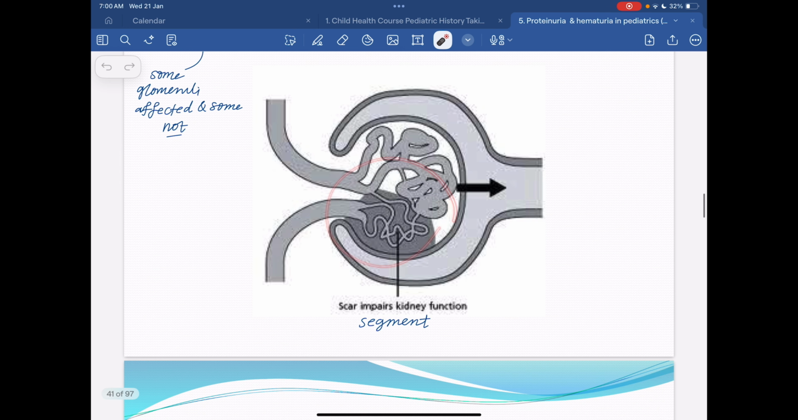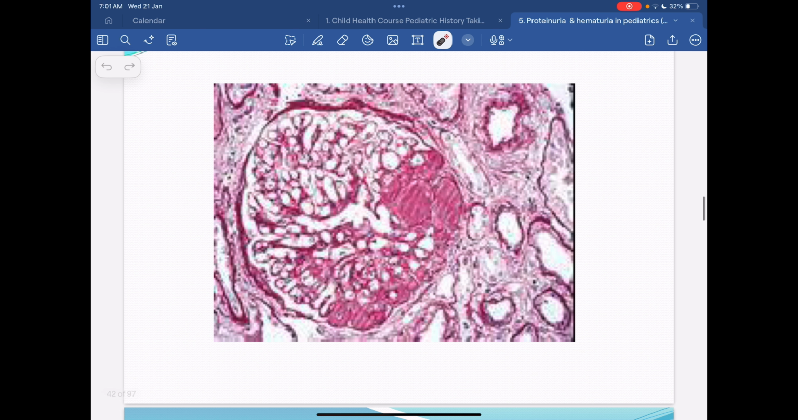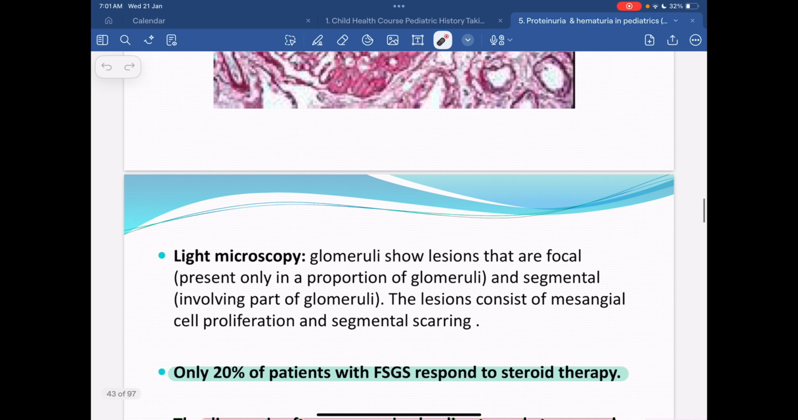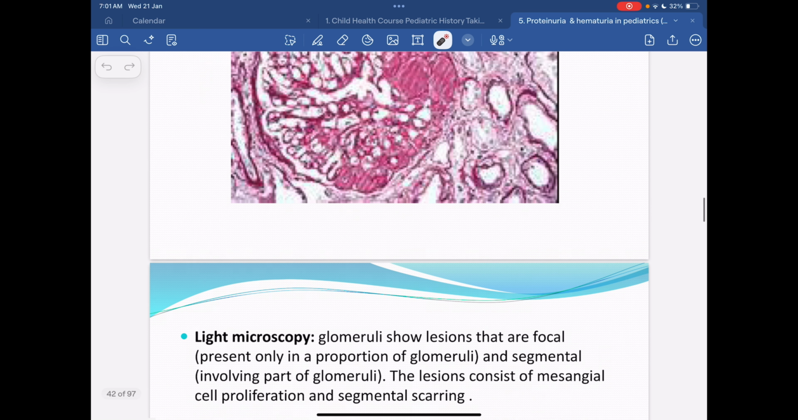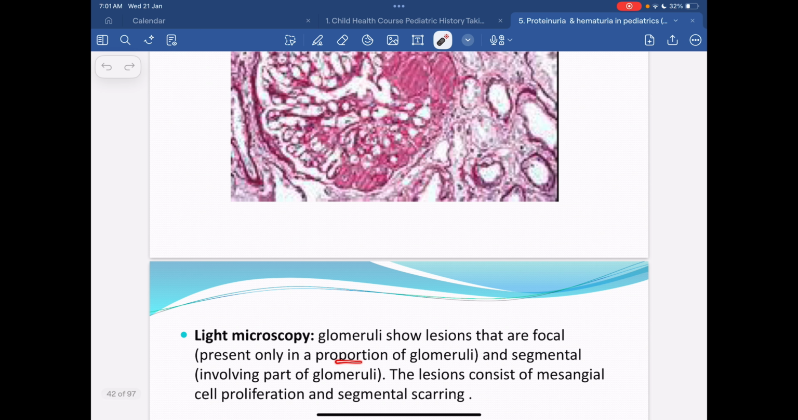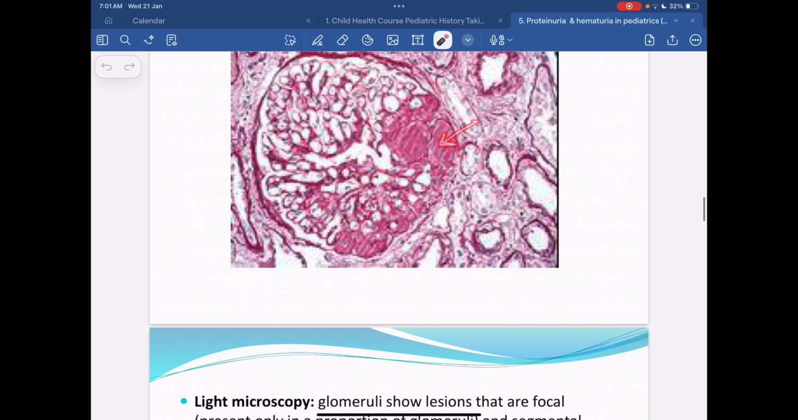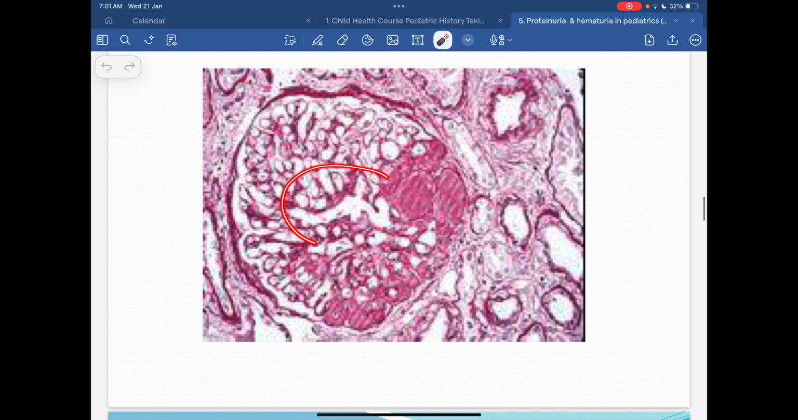So زي هنا segment. هنا you can clearly see the affected sclerosed part. تشوفون الهايلاين forming. Okay, unlike microscopy here, glomeruli show lesions that are focal, present only in a proportion of glomeruli, and segmental, involving part of the glomeruli. The lesions consist of mesangial cell proliferation and segmental scarring. So هذه هي segmental scarring. والmesangial proliferation لو تتذكرون هنا المفروض يكون فاضي عندنا في وسط الجلوميرولس نفسه، بس هنا في cells صار مليان.